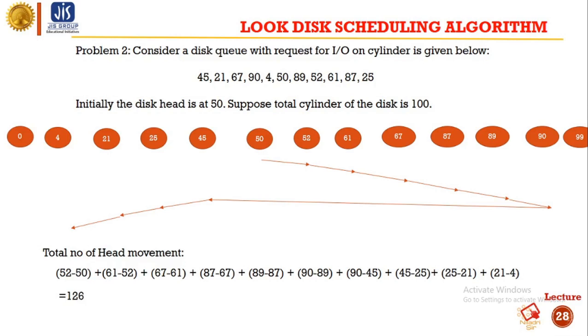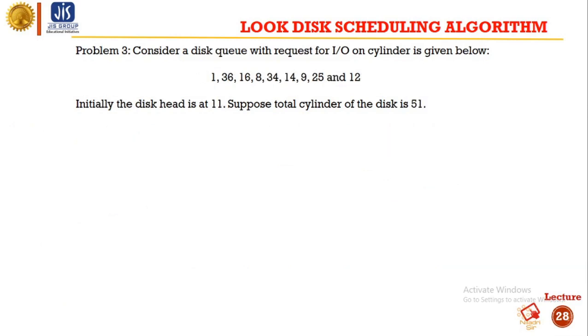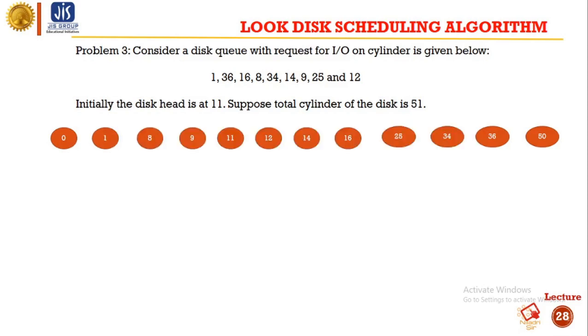Next, let's do another problem. Here you can see that the cylinders are 1, 36, 16, 8, 34, 14, 9, 25, and 12. Initially the disk head is at 11. Suppose the total cylinders of the disk is 51, so it will start from 0 and end at 50. The rest of the elements are placed in between in ascending order. As you can see, all the elements are placed in ascending order.